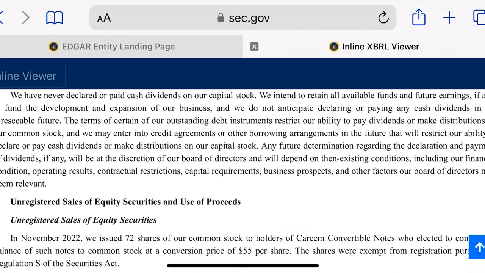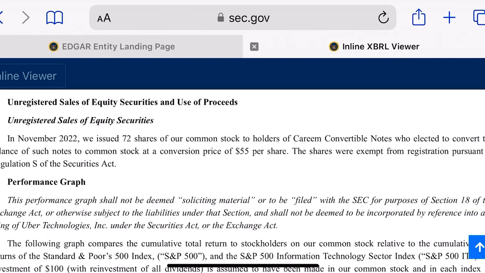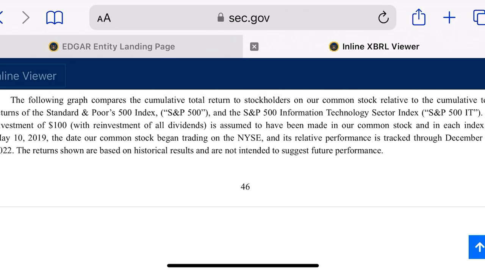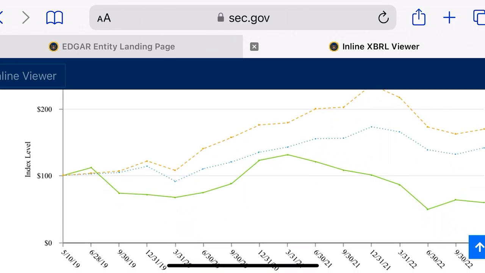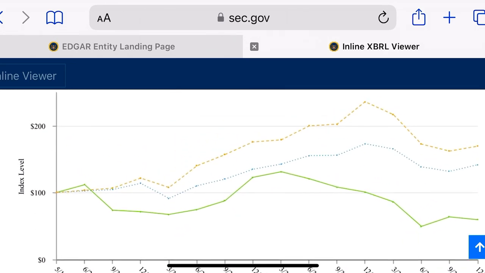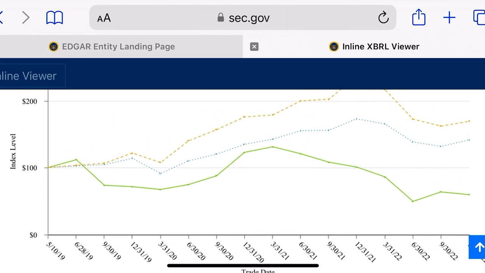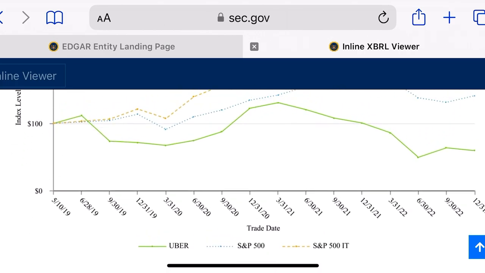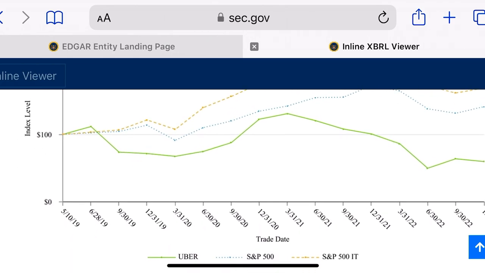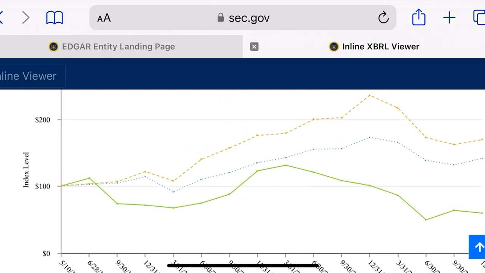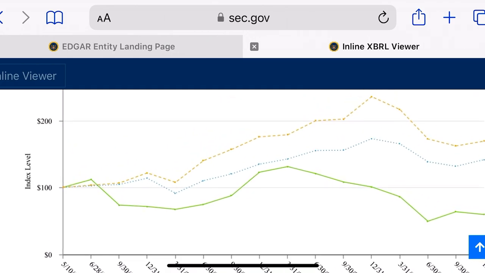Some common stock, dividend policy, unregistered sales, and performance graphs. A lot of companies will put one of these in here. It looks like, okay, they have performed well under the S&P 500 and the S&P 500 IT. I'm always interested to see how they zoom in or out so that they look like they performed either better than the S&P 500 or very close to. So that's something to consider as well.